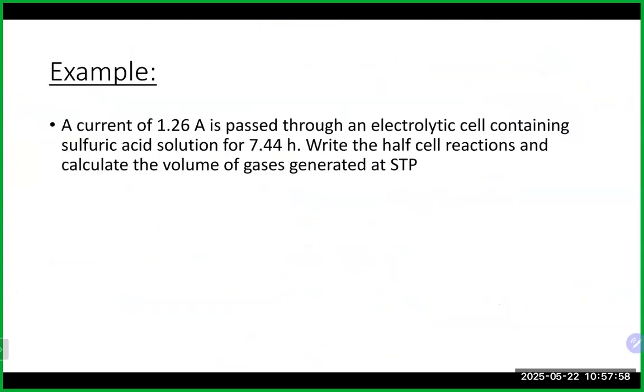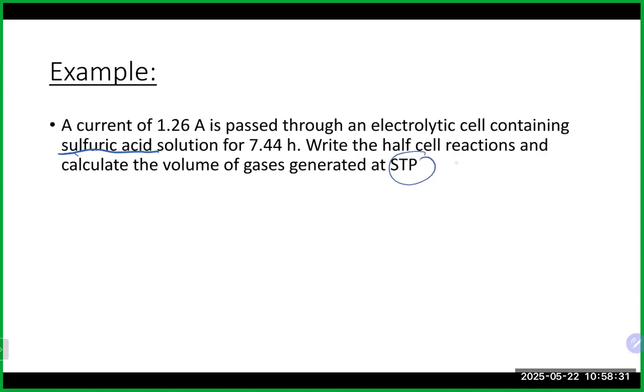Why don't you try this one, which is actually a current of 1.26 amperes run through an electrolysis cell that contains sulfuric acid for 7.44 hours. Write the half reactions and figure out the volume of the gas generated. So this is also what I was talking about earlier. There is absolutely no mention in this problem of water. Yeah, but this is the electrolysis of water. Again, the key right there is you're running it through a sulfuric acid solution. So again, that's very, very common.